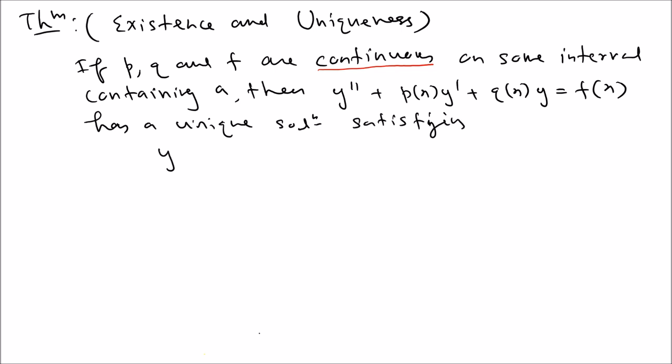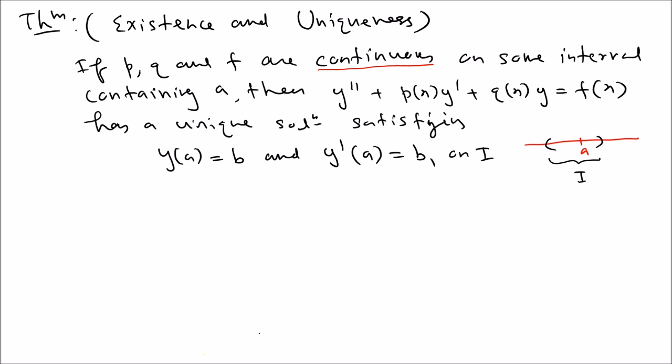A unique solution satisfying y(a) equal b and y prime (a) equal b1 on that interval I. So on that interval, there's a unique solution, because that's where those three functions are continuous. It's a very interesting result. Okay, so let's just do one last example from what we discussed so far.